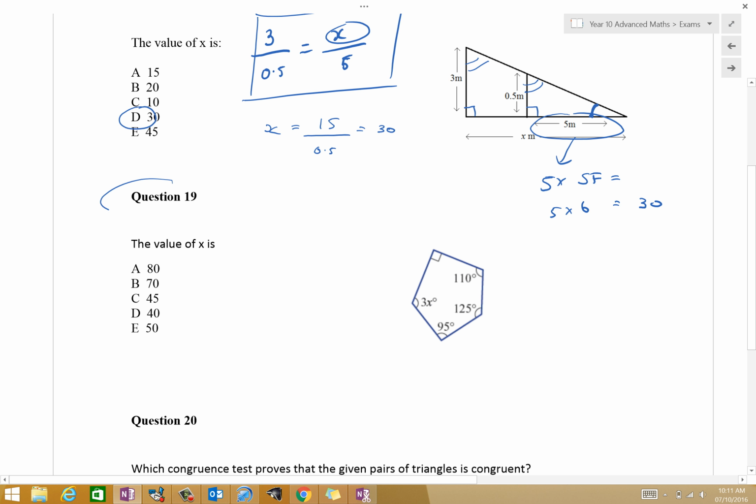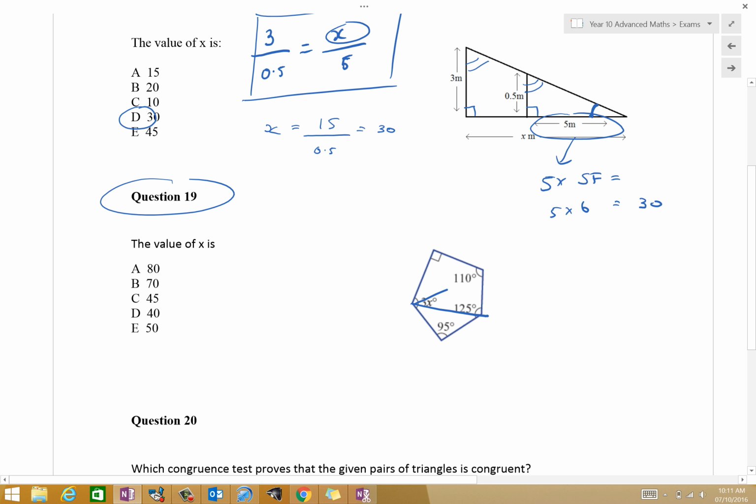The next thing is, now it's on your formula sheet, question 19. What do the internal angles add up to in a polygon? How many sides do we have? We've got 1 side, 2 sides, 3 sides, 4 sides, 5 sides. Now, you might want to remember a formula, but what about this? This is a pretty neat way of doing it. How many triangles can I make out of this?